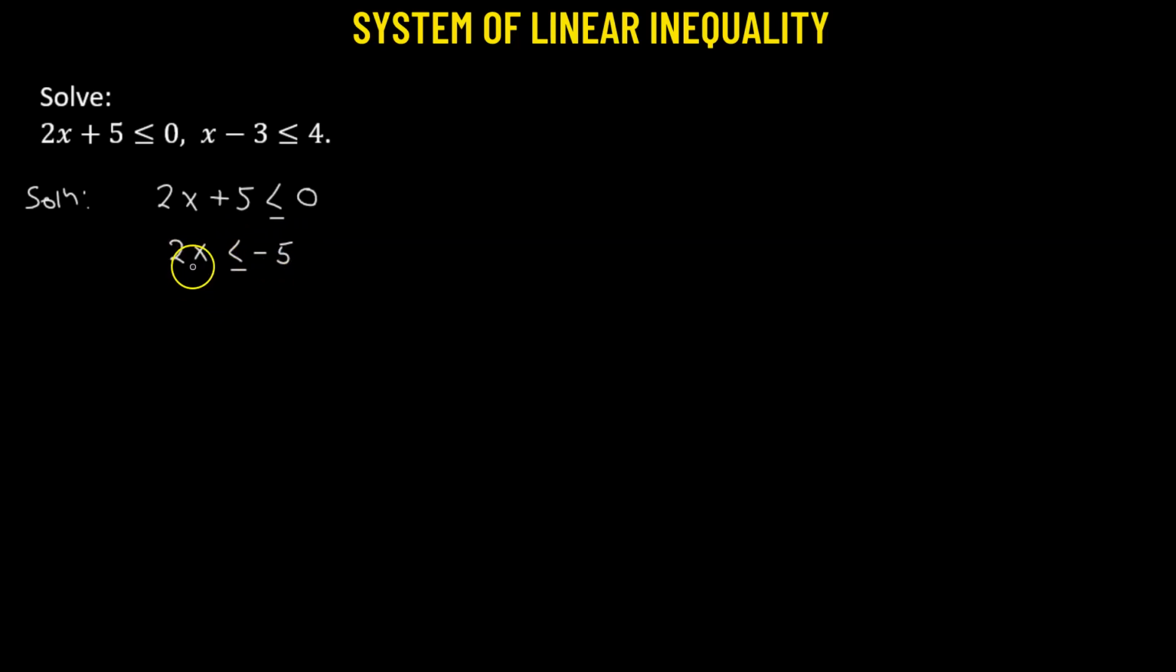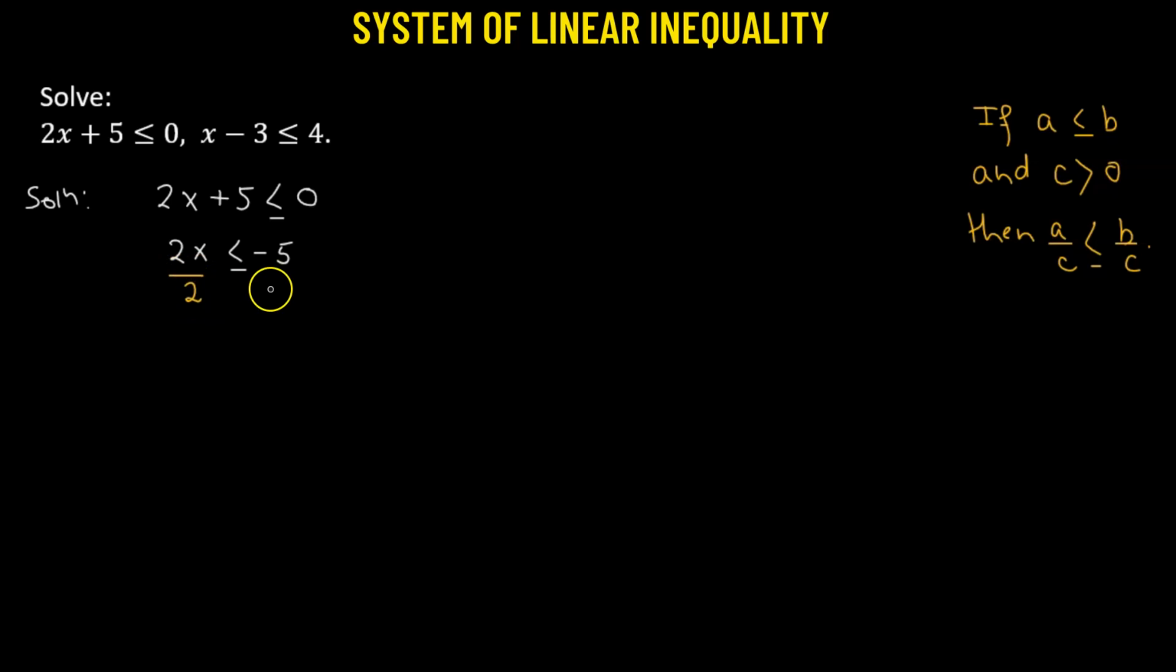Now we want to make the coefficient of x equal to 1, but here we have 2, so we will need to divide both sides by positive 2. But before doing that, let me state a property of inequality. If we have a less than or equal to b, these are two numbers, and another number c, which is a positive number, c greater than 0, then if we divide a by c and also b by c, the sign of the inequality is not going to change, meaning a over c will be less than or equal to b over c.